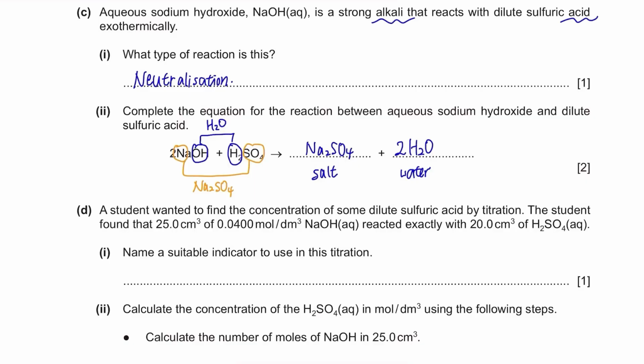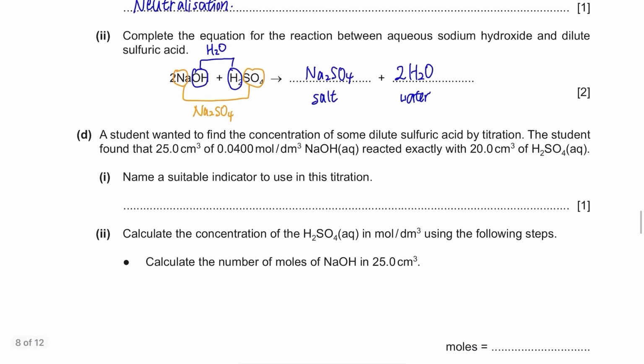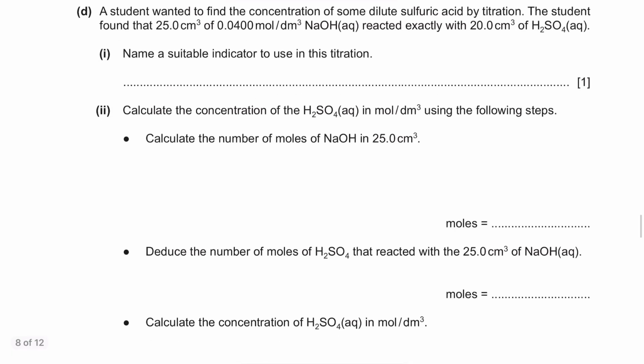Part D. A student wanted to find the concentration of some dilute sulfuric acid by titration. The student found that 25 cm³ of 0.04 mol per dm³ NaOH reacted exactly with 20 cm³ of H2SO4. Name a suitable indicator to use in this titration. We need to use methyl orange, which changes color from orange to yellow when alkali is present.